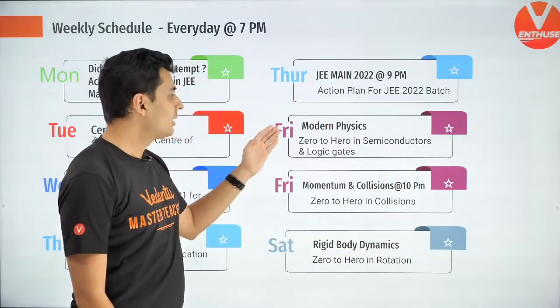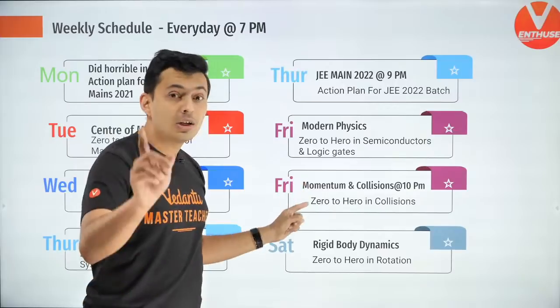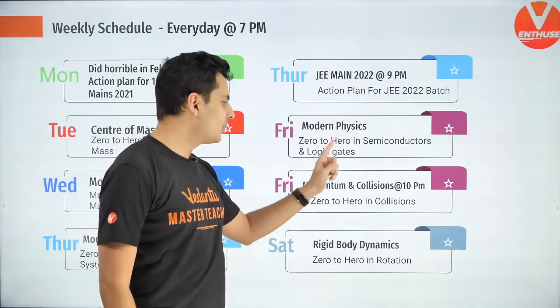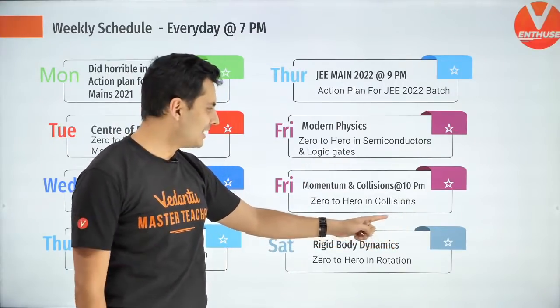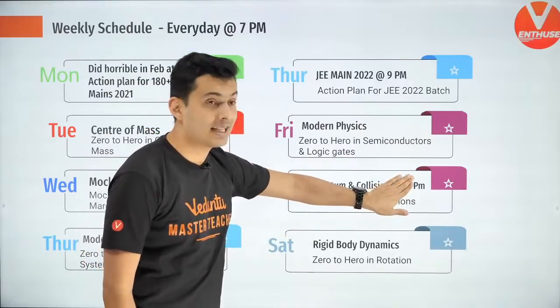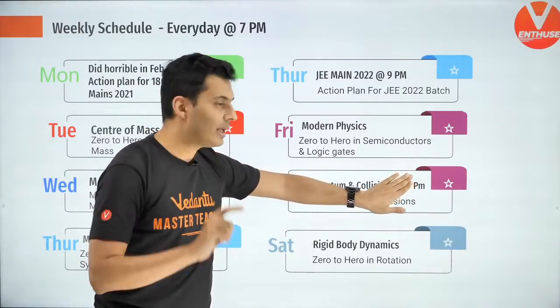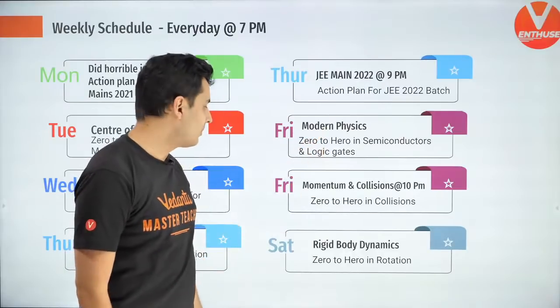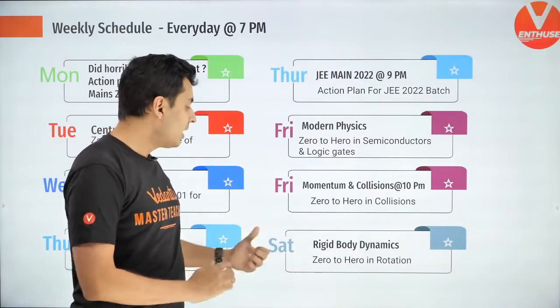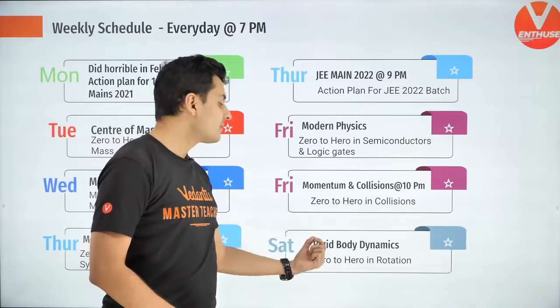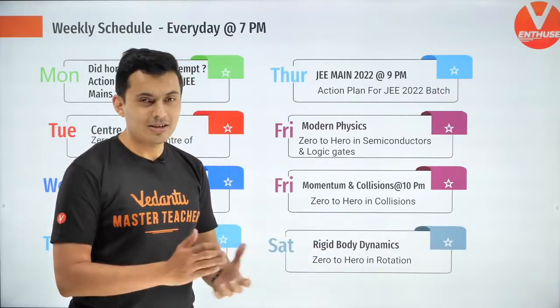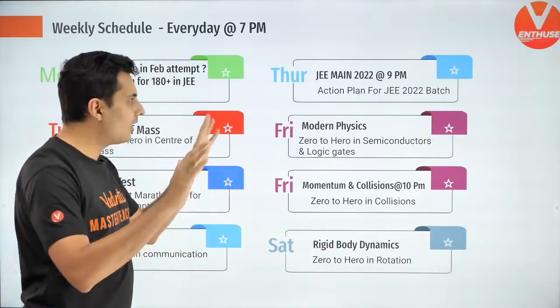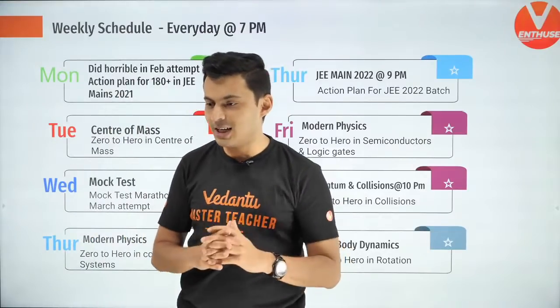Today we are doing 0 to hero in semiconductors. Tonight 11 o'clock 0 to hero in collisions, momentum and impulse. Do not forget, it's not at 10 o'clock, it's at 11 o'clock, 11 to 12, one short series. This one is a marathon session, and tomorrow rigid body dynamics 0 to hero session on rotational mechanics out there. So a lot of amazing sessions lined up for you.